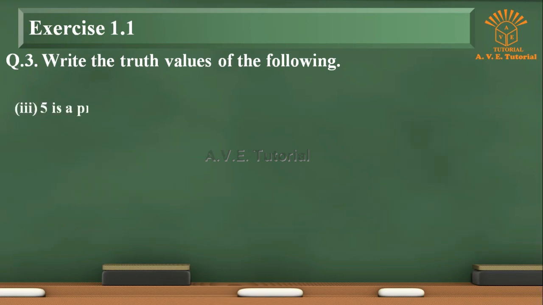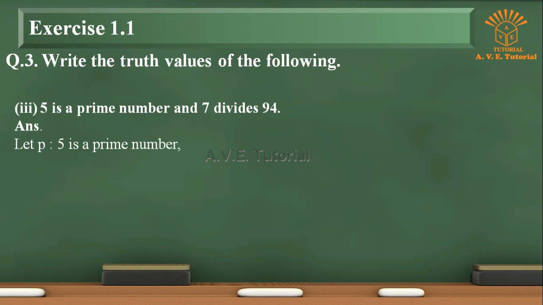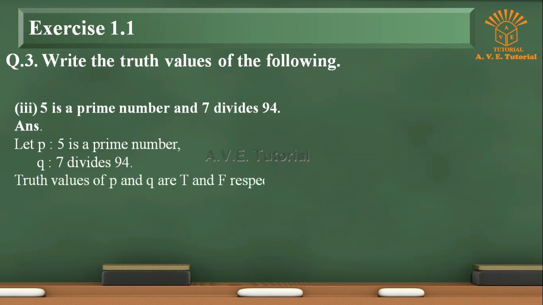Third, 5 is a prime number, and 7 divides 94. Answer. Let statement P be, 5 is a prime number. Statement Q, 7 divides 94. Truth values of P and Q are true, T and false, F respectively.